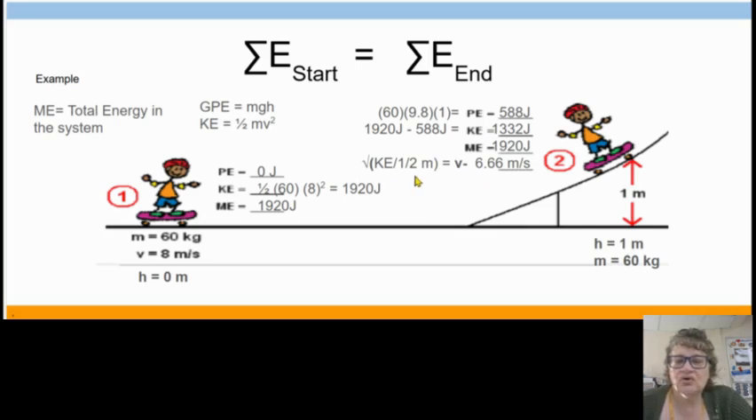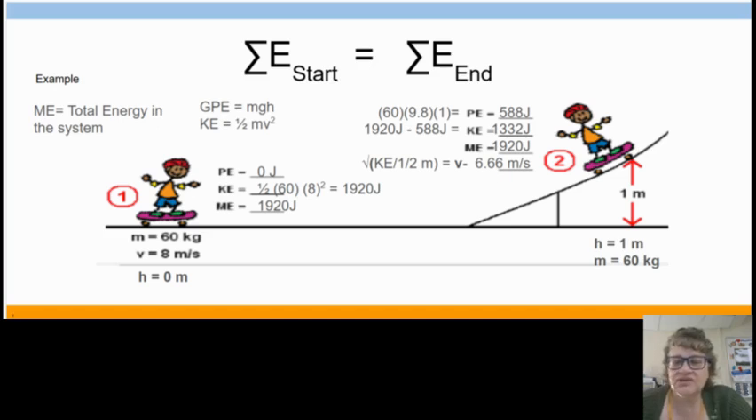Okay. So 1,332 divided by 1/2 of 60. And then we take the square root of that. We get that our velocity is 6.66 meters per second.